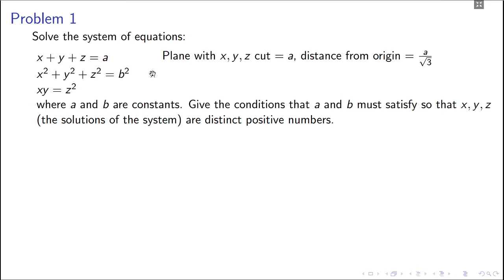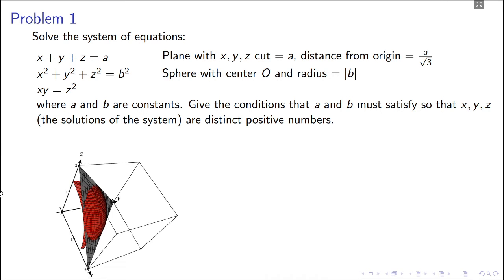Okay, and what's this one? So this is a sphere with radius mod b, right, and center at origin. So this represents a sphere, center is at origin, radius is mod of b. This one, let's not worry about that. So if we are looking at the solution for this, we are looking at the plane where it cuts the sphere, right? So that's a part of the solution.